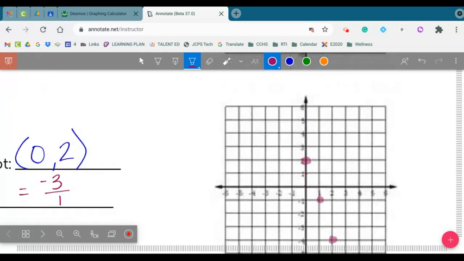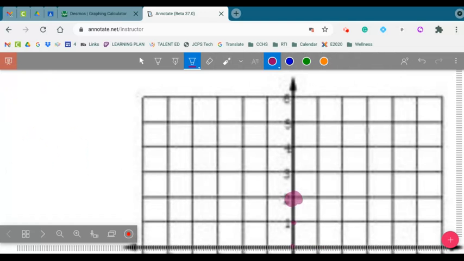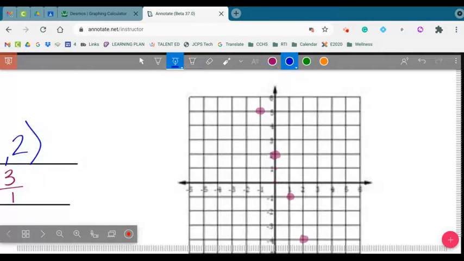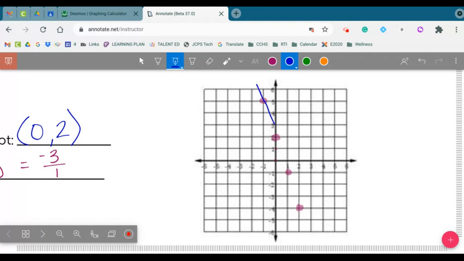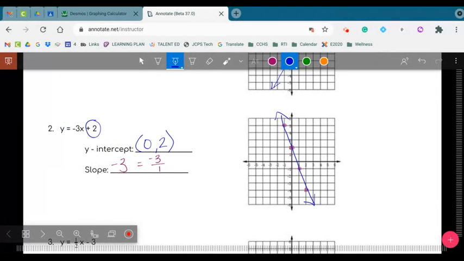And then if you need to, you can also go in the opposite direction. You can go up 3 and then run to the left. So if it's positive, you're going to go to the right. If it's negative, you go to the left. And then I'm going to draw my line through my points. And that is my function.